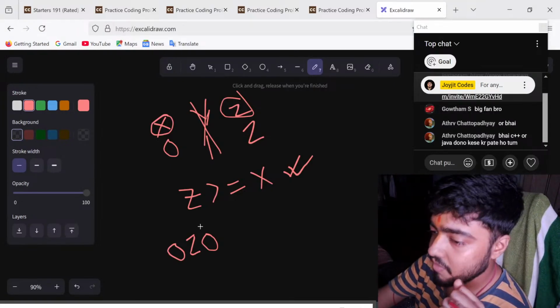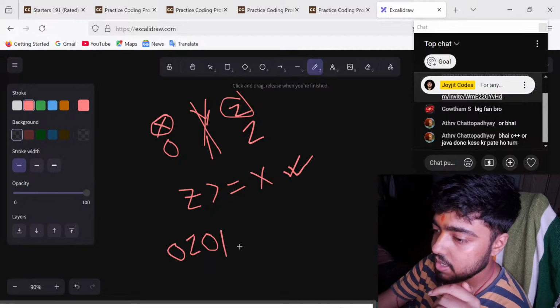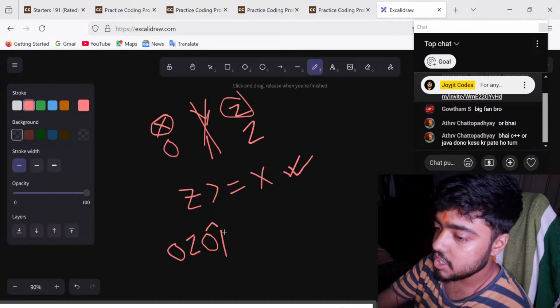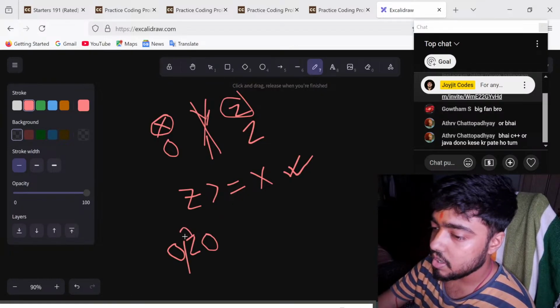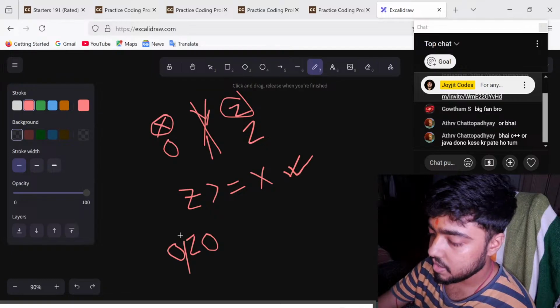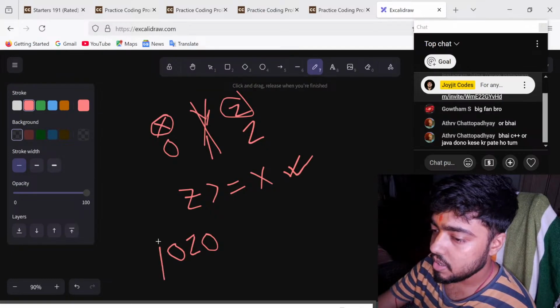Because if there is a 1 in it, wherever you put it, let's put it here. Now this is not satisfying, right? There is a 1 over here, not satisfying. 1 over here, not satisfying. Sorry, this one is satisfying. 1 over here, not satisfying.